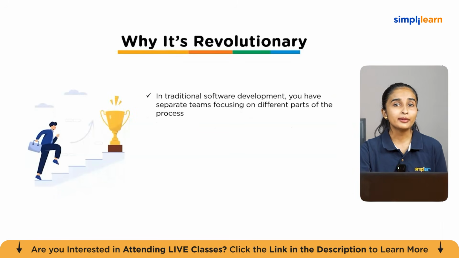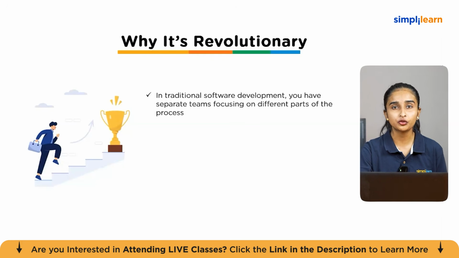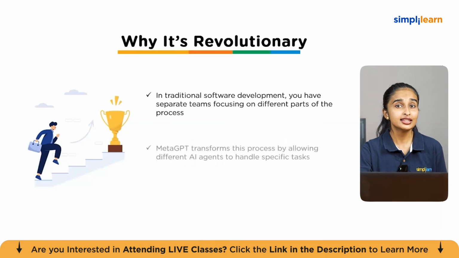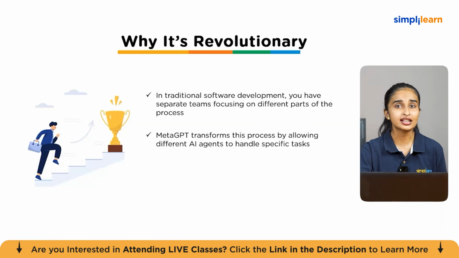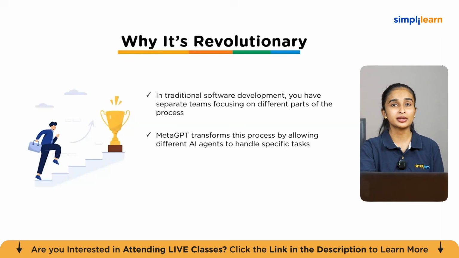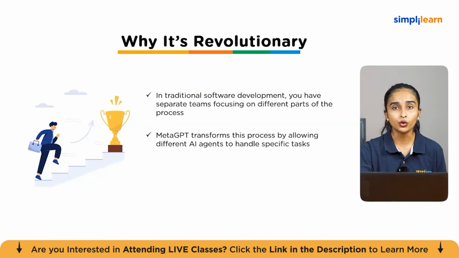Now let's speak about why MetaGPT is truly revolutionary for software development. In traditional software development, you have separate teams focusing on different parts of the process. Designers, developers, testers, all working on isolated tasks. This can lead to inefficiencies and delays as the work isn't synchronized and the teams must constantly communicate back and forth. MetaGPT transforms this process by allowing different AI agents to handle specific tasks, whether it's writing code, designing architecture, or testing the software, all while collaborating with each other.